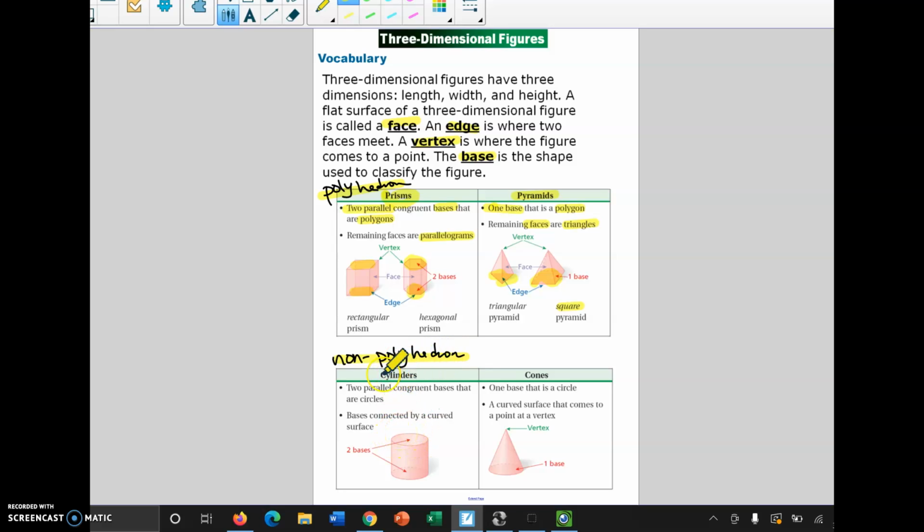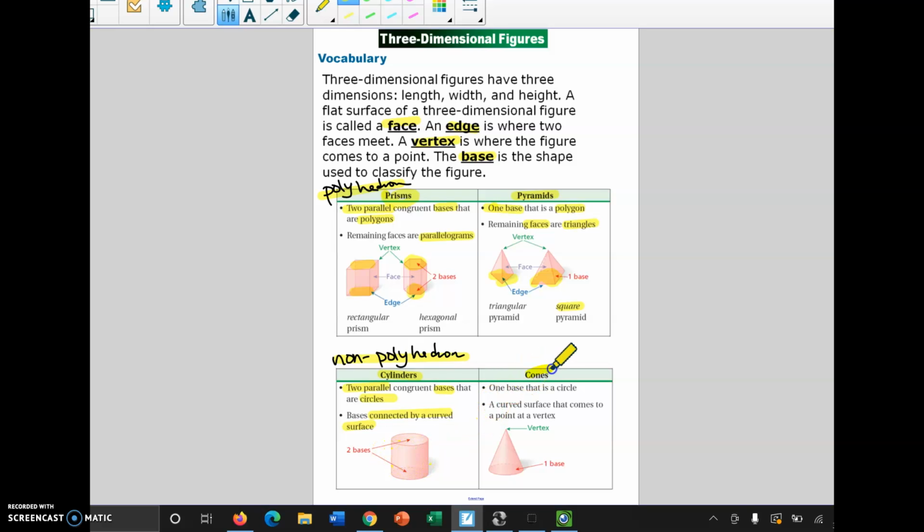Those aren't polygons. So we have cylinders where there's 2 parallel bases, and they're circles. And they're connected by a curved surface. It's a rectangle, basically. If you think about a can of soup and you take off the label on the outside, it's a rectangle if you flatten it out.